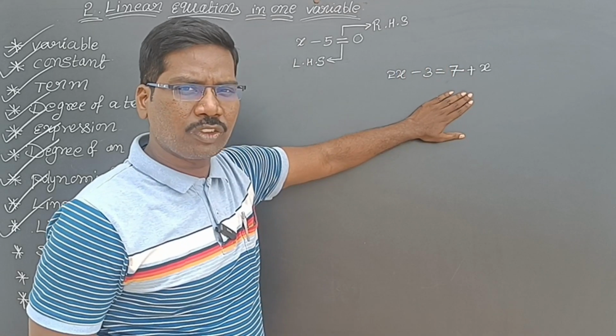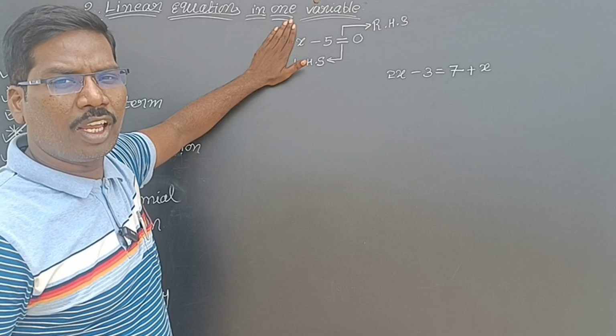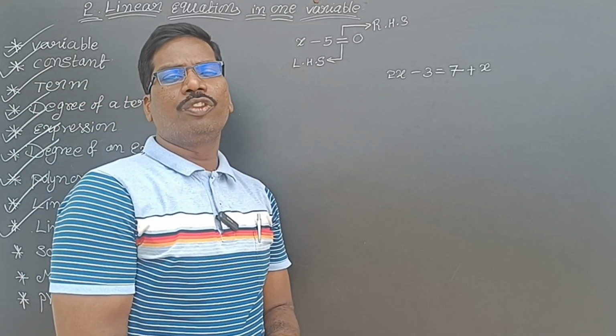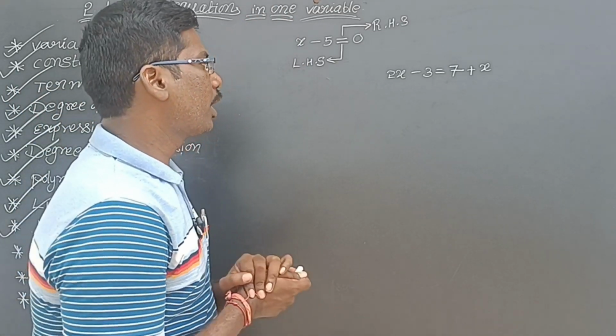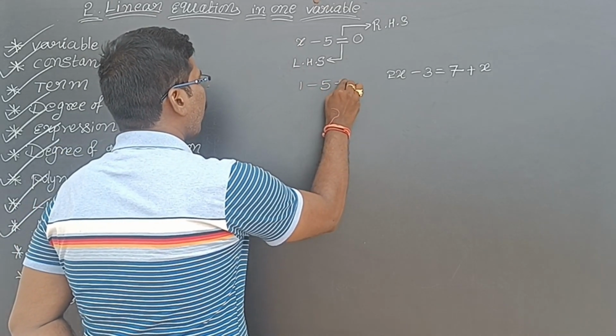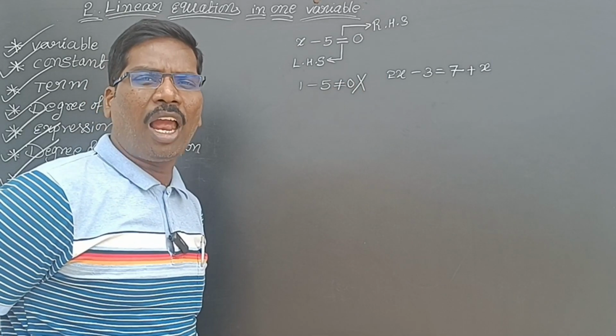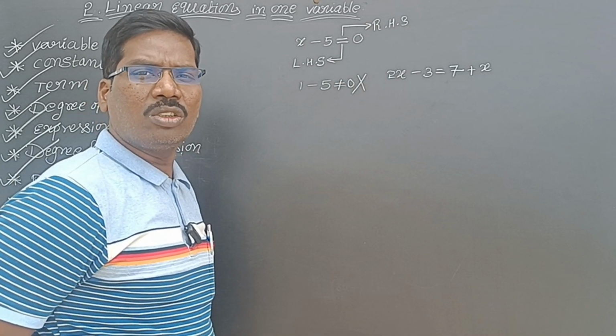So this should be satisfied for what value of x? That is called the solution of the linear equation. Now we'll try. If I substitute 1, 1 minus 5 is not equal to 0. This is not a solution. I am taking that x is equal to 1 is not a solution.